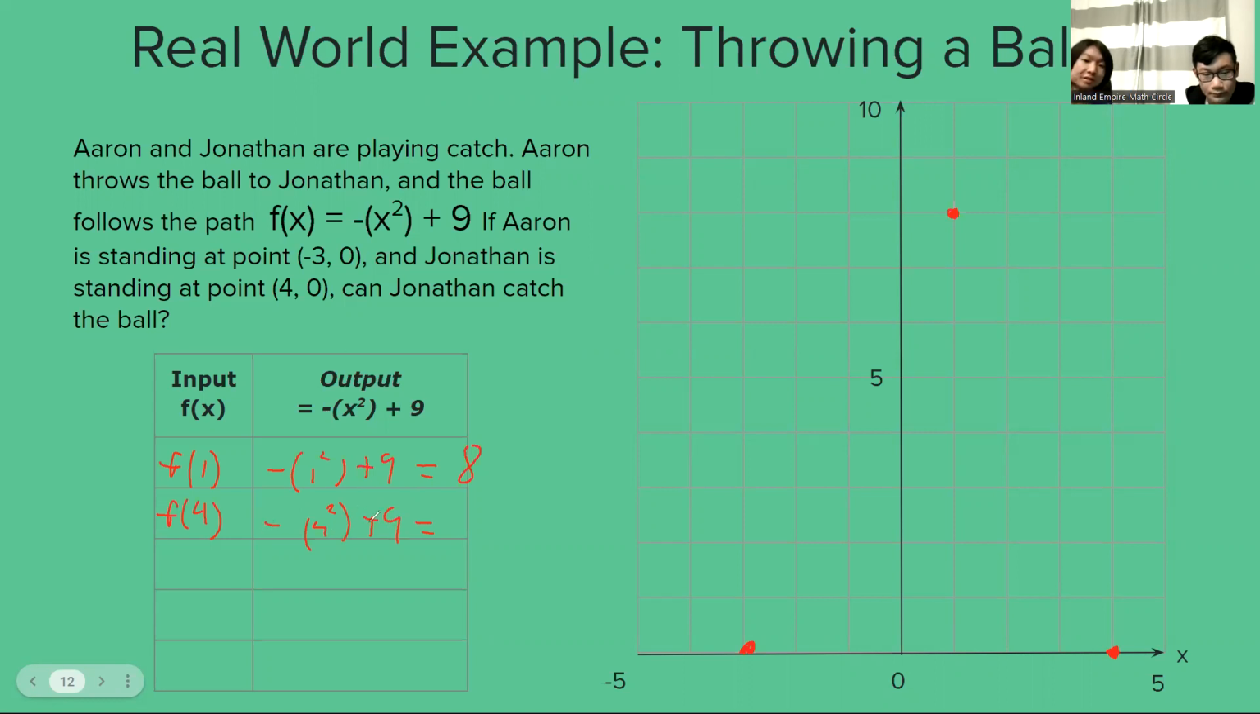Now we see that this gives us a negative value, right? So 9 minus 16 is obviously going to be negative, and this is going to be negative 7. So when the ball is at an input value of 4, it actually gives an output of negative 7. And negative 7 obviously does not equal 0, which is where Jonathan is. So Jonathan cannot actually catch the ball.